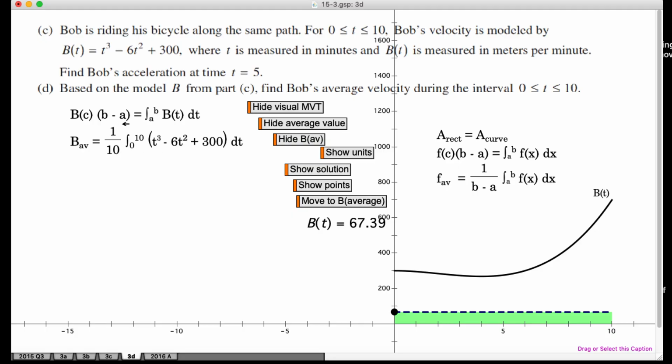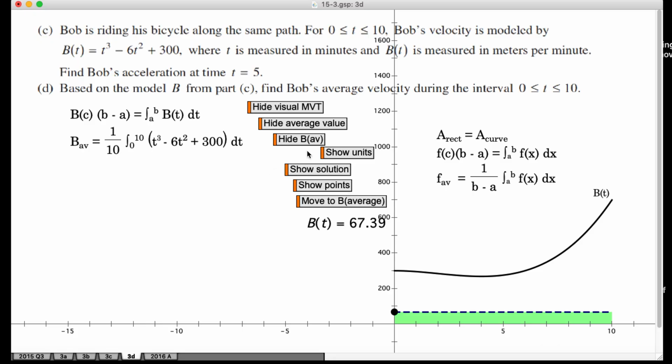And then by dividing by b minus a, which is 10 minus 0, which is 1/10, this is v average. This is the average value of that function. Okay, or in this case, it's the average velocity. So it's 1/10, the definite integral from 0 to 10 of the velocity function with respect to time.